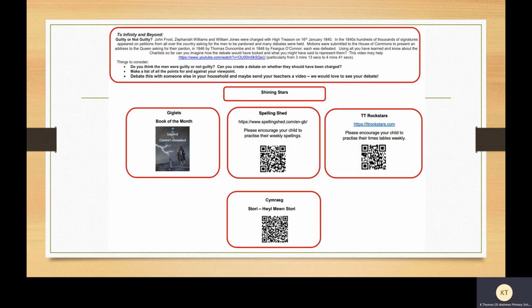On this page, you've got the To Infinity and Beyond challenge, and this week it is guilty or not guilty. Your teachers would like you to use all that you've learned so far about the Chartists and see if you can imagine how the debate might have looked. And if you had to represent John Frost, Zephaniah Williams and William Jones, what you might have said. Do you think they're guilty or do you think they were not guilty?